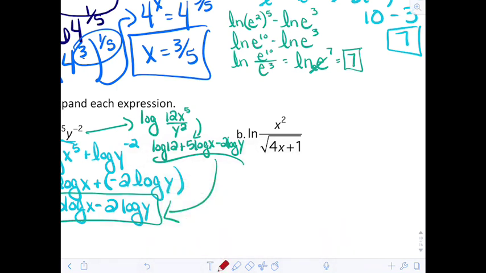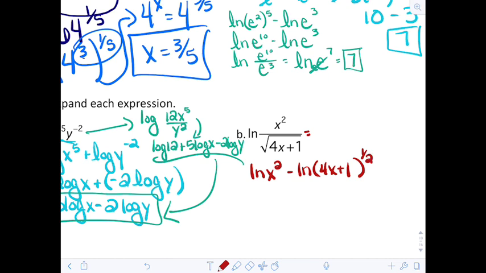Okay, we have the natural log of x squared over the square root of 4x plus 1. So the first thing we see is division. So I'm going to split this up one step at a time. The natural log of x squared minus the natural log of, now I want powers, so I'm going to make 4x plus 1 to the 1/2 power. That's the same as the square root.